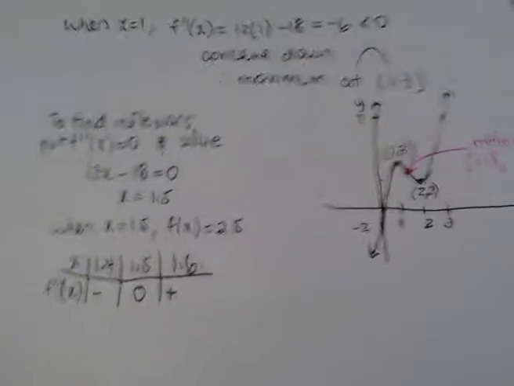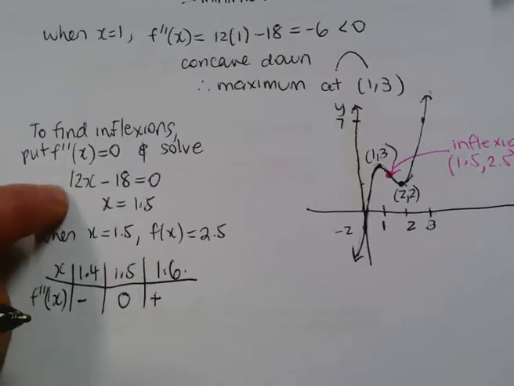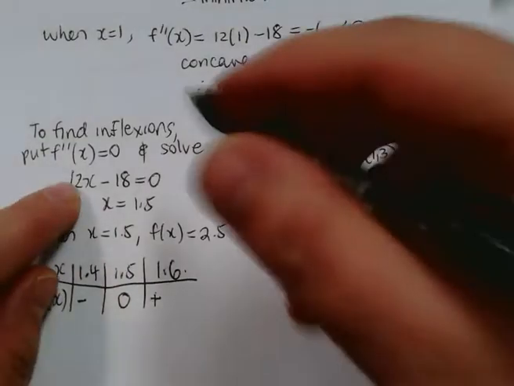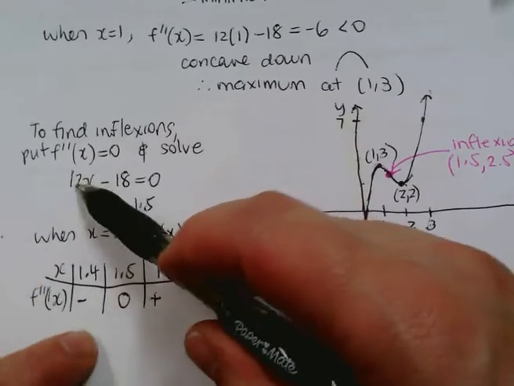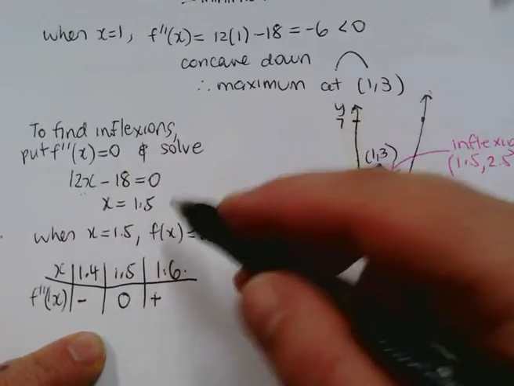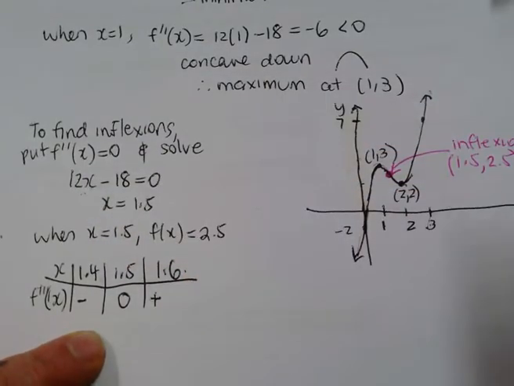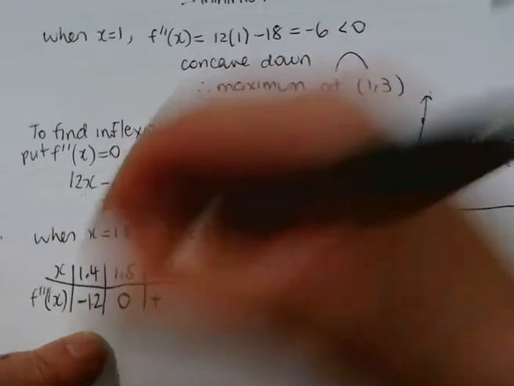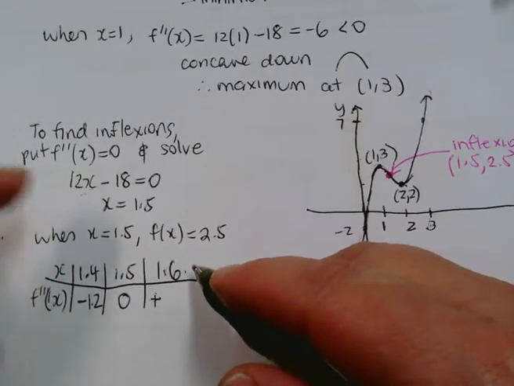Look, we're going to be doing this for the rest of the topic now. Guys, has anyone done 12 times? So this is the second derivative. So if you put 1.4 into that, 12 times 1.4, please, someone help me. No, it's not. 12 times 1.4 minus 18. I need an answer. Negative what? And 1.6 times 12 minus 18.